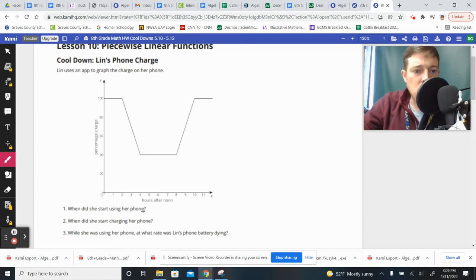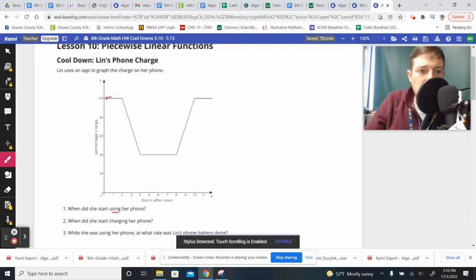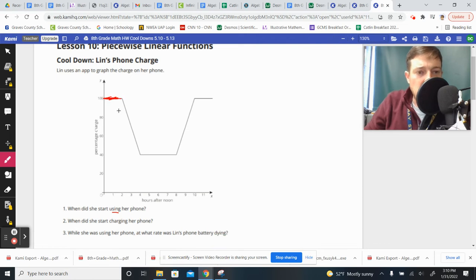When did she start using her phone? With it being fully charged, it's not unplugged and being used, so the battery's not getting drained. Now she might have it plugged into the wall and using it, but we're going to assume that if she's using it, then the battery's getting used. So from this point to this point, the phone is being used. The start of that would be at this mark here, which is at 2 hours. So that would be at 2 p.m., or 2 hours after noon.